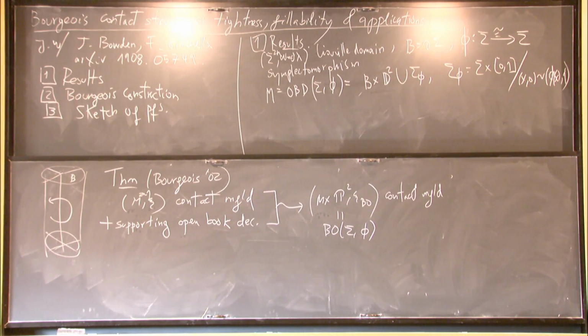Hypertight means I can find some contact form for the contact structure such that the associated vector field does not have any contractible Reeb orbits, which is basically what Hofer does, where he proves that overtwisted contact structures satisfy the Weinstein conjecture.